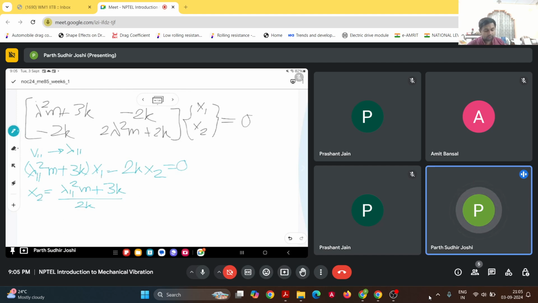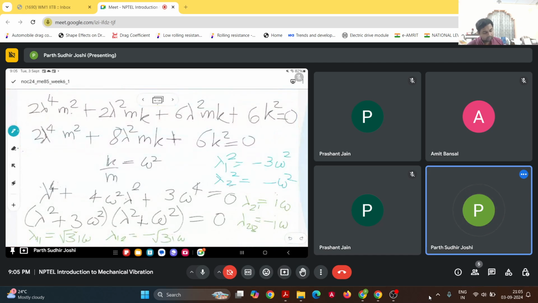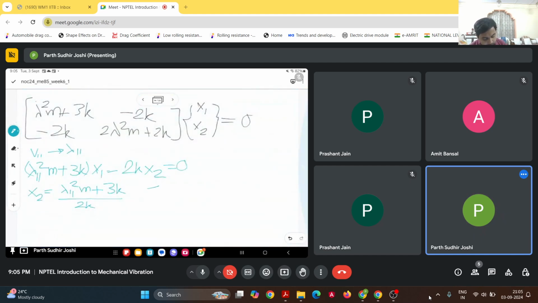Now what is lambda 11? It is root 3 i omega. So lambda 11 square will be 3 i square omega square. i square is minus 1, so it will be minus 3 omega square. And omega square is k by m, so omega square into m will be k. So it will be 0.